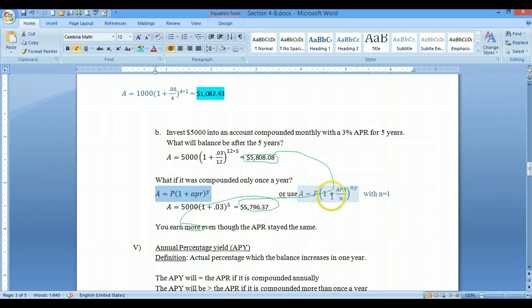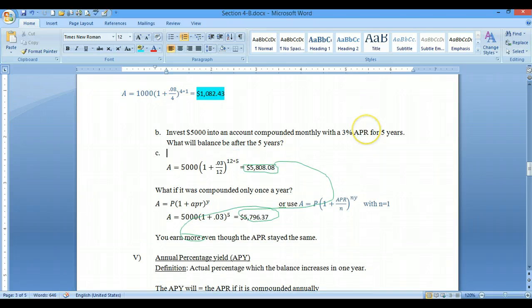However, I don't really like that one. I like using this one. And if you want to compound it annually, you just make N 1 because it happens once a year, and then you really only have one equation to memorize. It's up to you though. So we're going to compound it monthly for 5 years, or compound it once annually for 5 years and compare the difference. So I like the new formula since you only have one to remember.